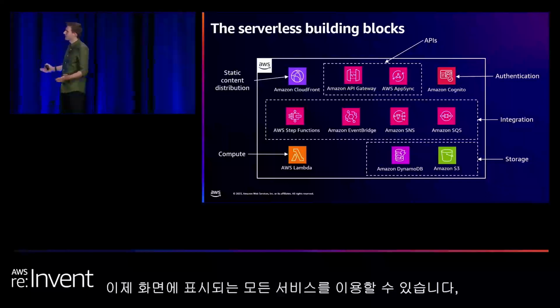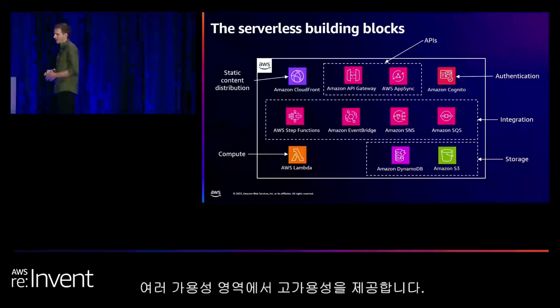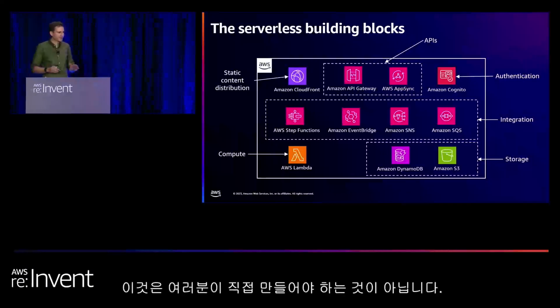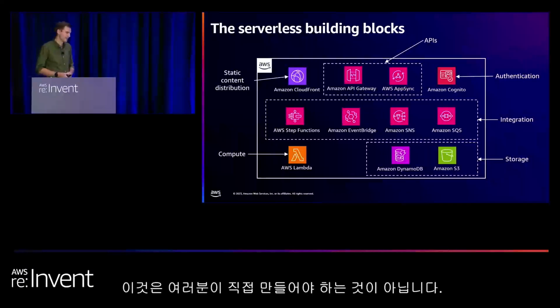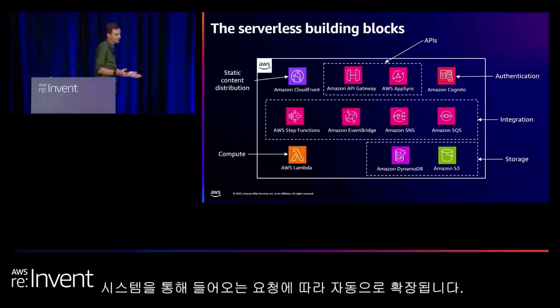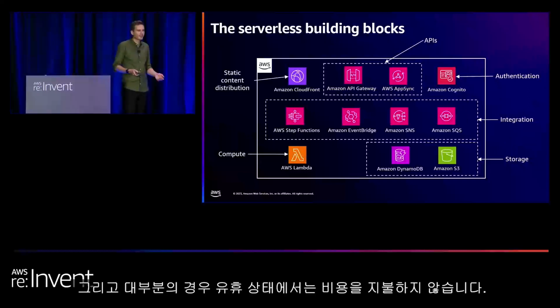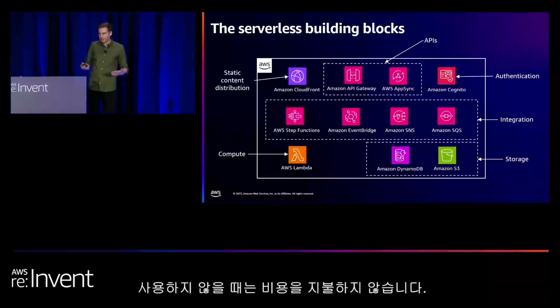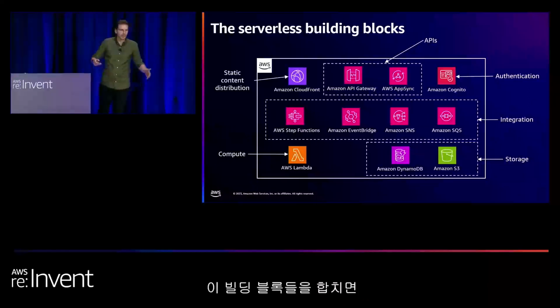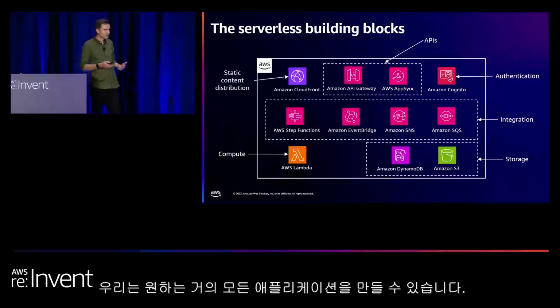Now, all of the services that you see on the screen are highly available across multiple availability zones out of the box. This is not something you have to build yourselves. They also scale automatically based on requests that come through the system. And in most cases, you don't pay for idle. When you're not using them, you're not paying for them. So if we put these building blocks together, we can build virtually any application that we like.